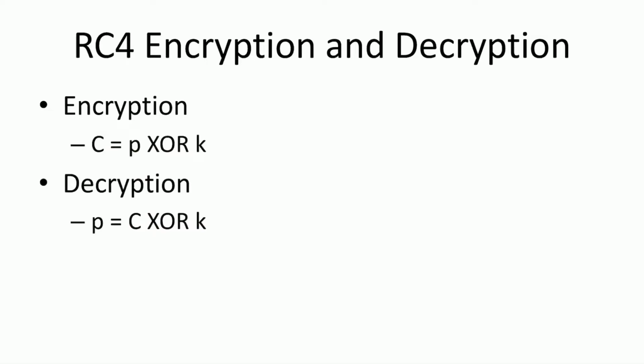Finally, encryption and decryption is simply XORing the current keystream byte with the current plain text byte to generate ciphertext, and then decryption is simply taking the current ciphertext byte and the current key byte and XORing these two together to get back the plain text.